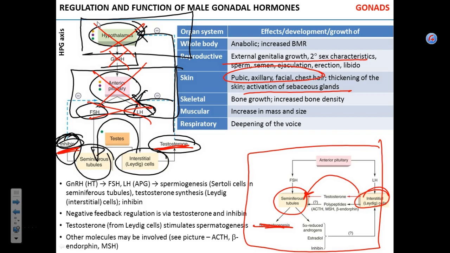Boys become, well, I would say, sexually reproductively competent. Okay, so sperm is effectively developing, semen is effectively developing, libido increases, muscles grow, and voice deepens.